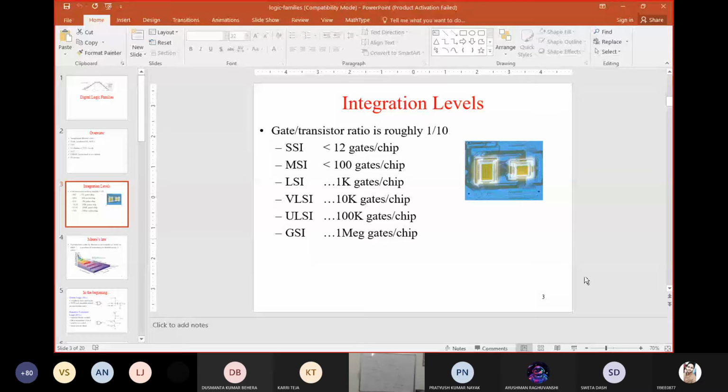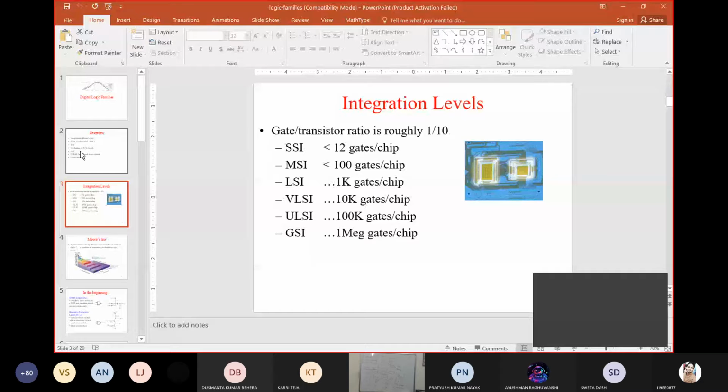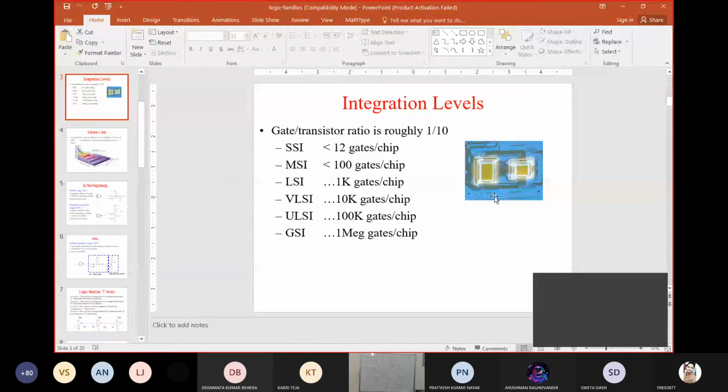I'm not going to give any overview. I just wanted to tell you about integration levels, like the gate to transistor ratio. It means the number of gates that can be prepared using transistors. This is a rough idea, not actually designed. They used empirical formulas and calculated roughly how many transistors can be there. We can check the same thing for diodes too, but diodes are now obsolete, which is why they started with transistors. Transistor doesn't necessarily mean BJTs only; different types of transistors are available.